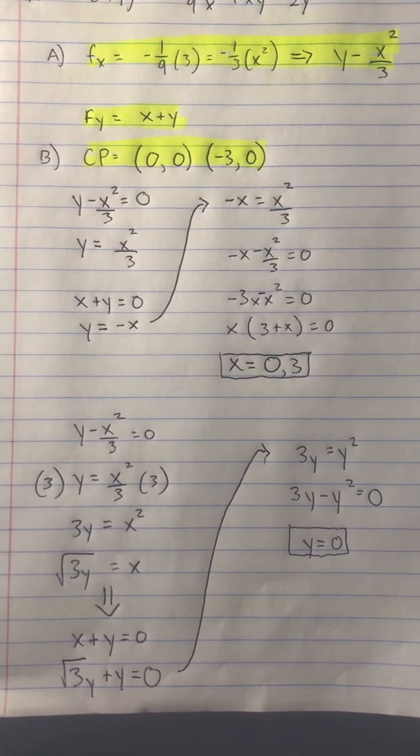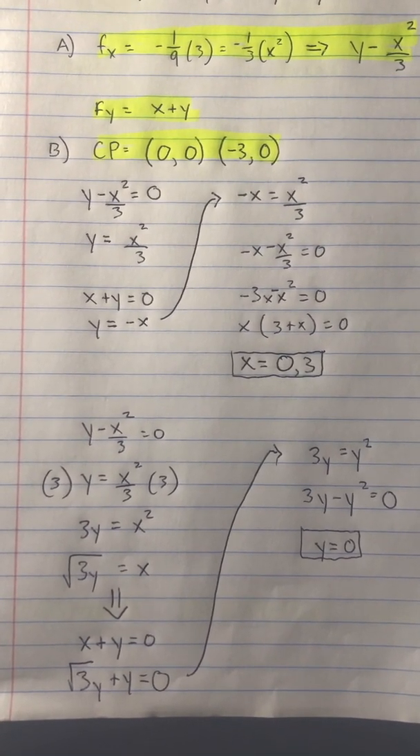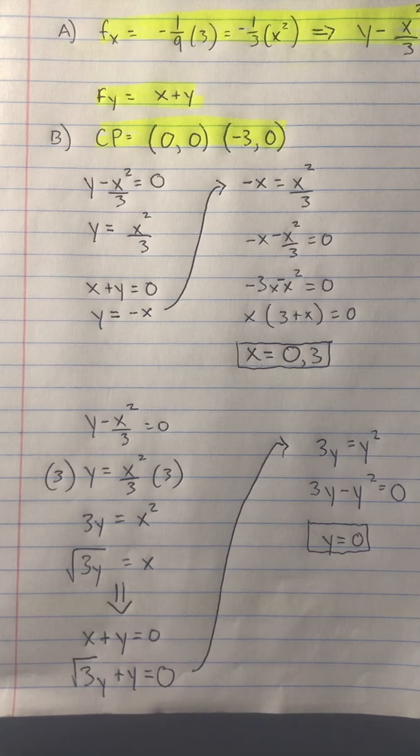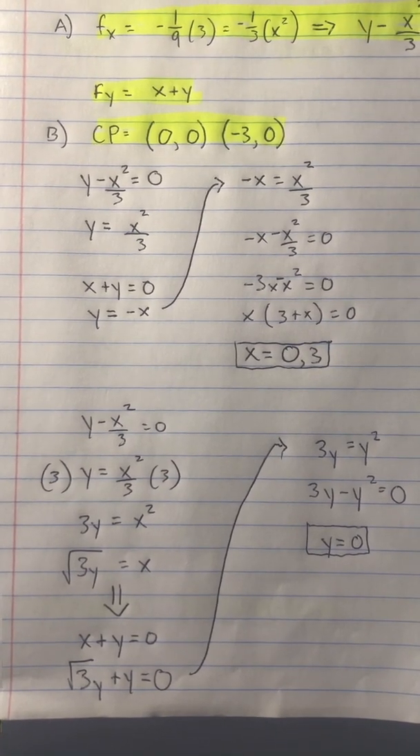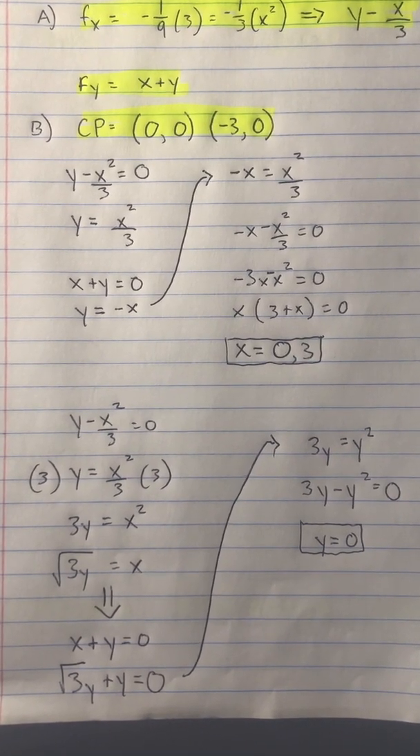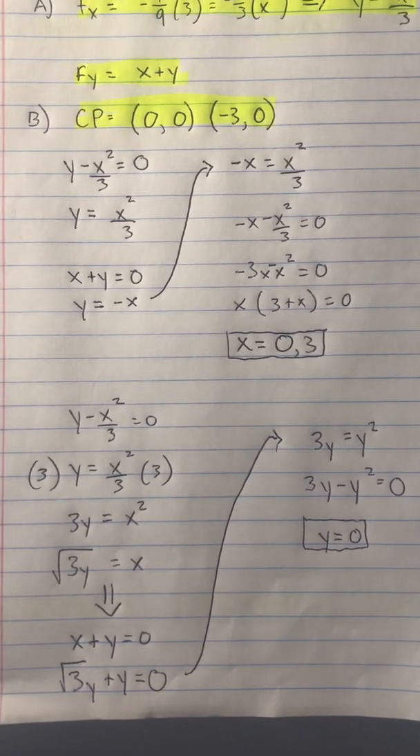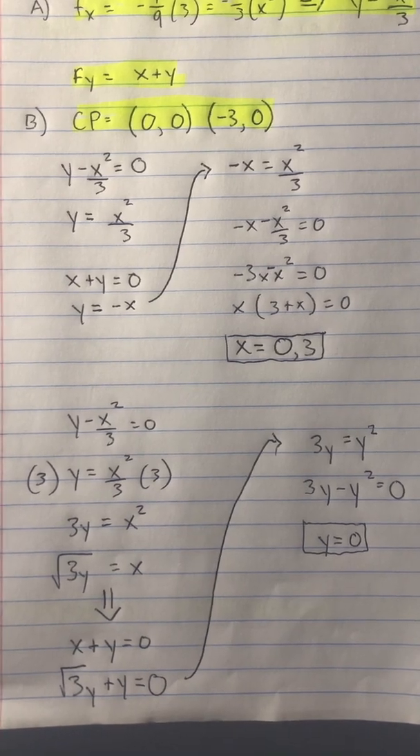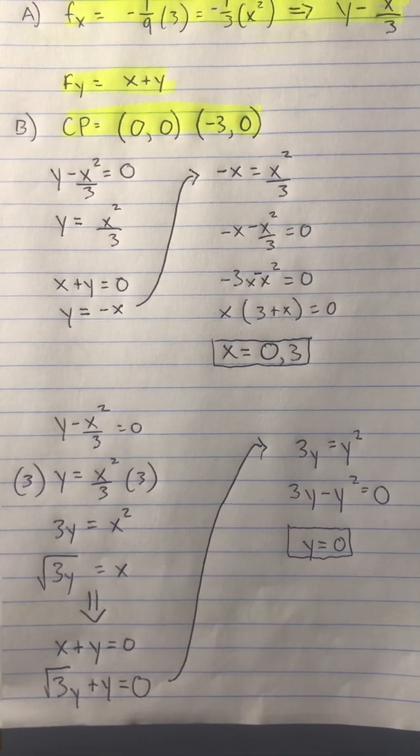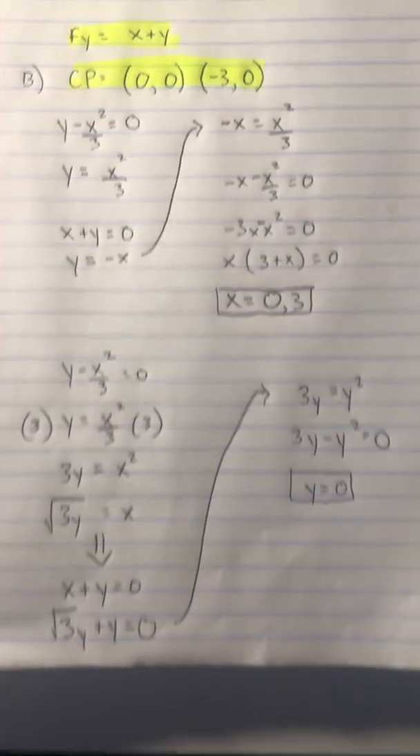I did this by taking y - x^2/3 equal to 0, and then subtracting the y to get y = x^2/3. Then using the f_y equation, x + y = 0, I found y = -x. Negative x equals x^2 divided by 3. Negative x - x^2/3 equals 0, so we set that to 0. Get -3x - x^2, set that to 0, and then we distribute the x to the 3 and the x inside the parentheses, getting x to be 0 and -3.